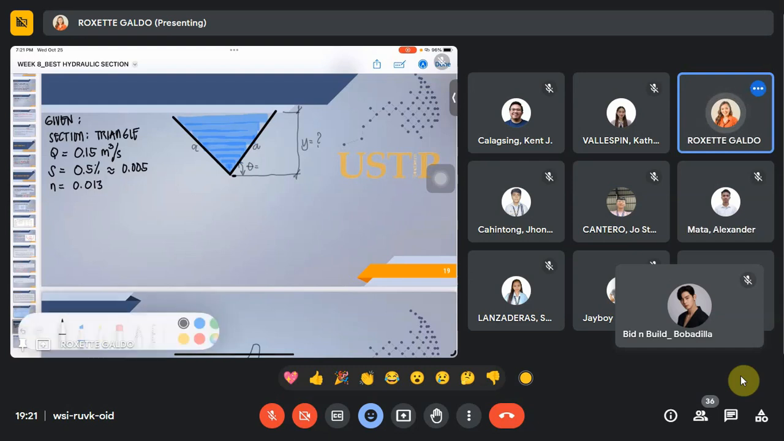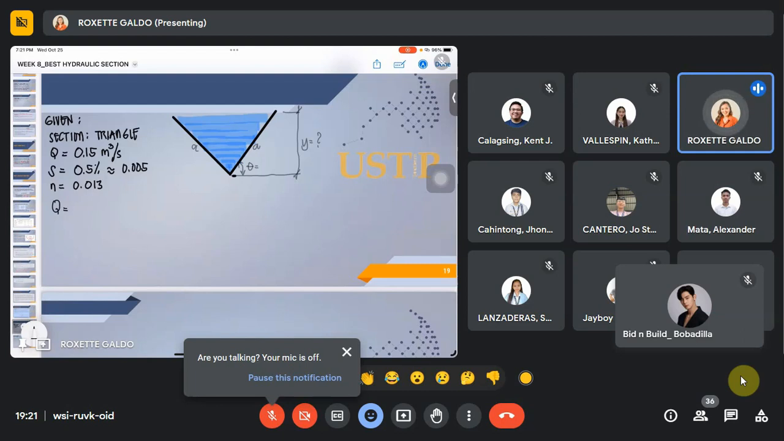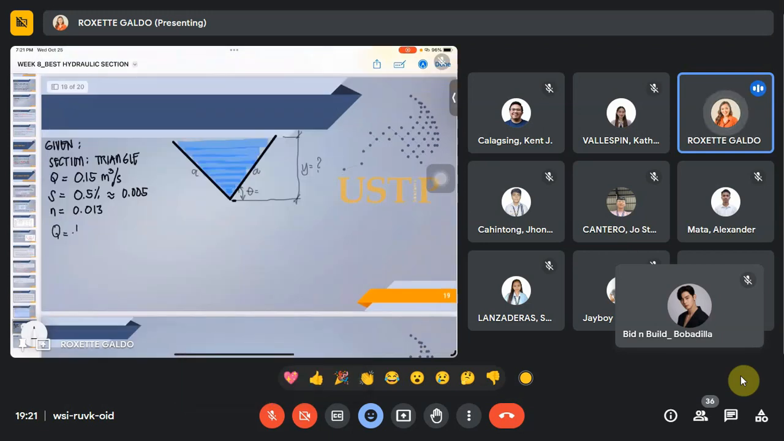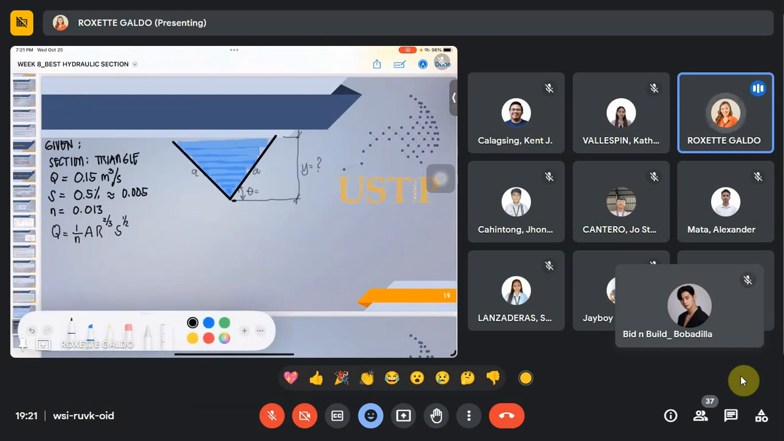Okay, so let us solve. Let us have Manning's equation. Manning's equation says that Q is equal to 1 over n, A R to the 2/3, S to the 1/2. Now we have the value for our n, which is equal to 0.013.